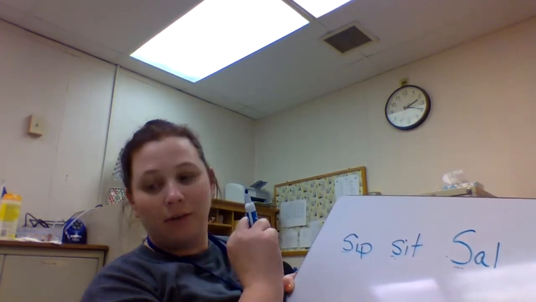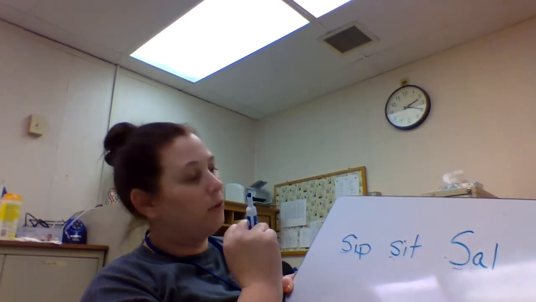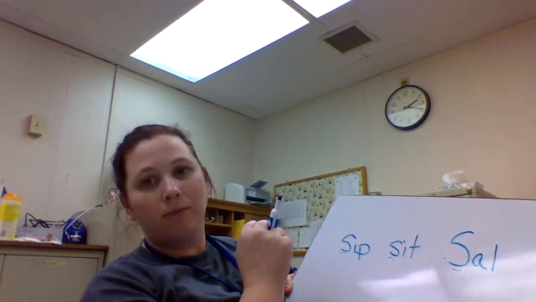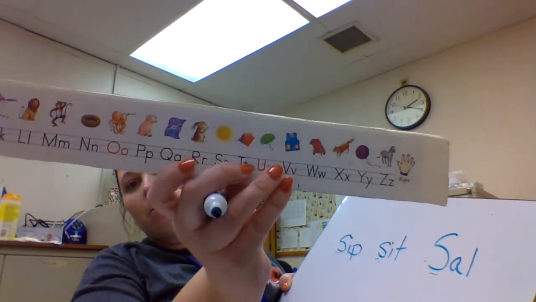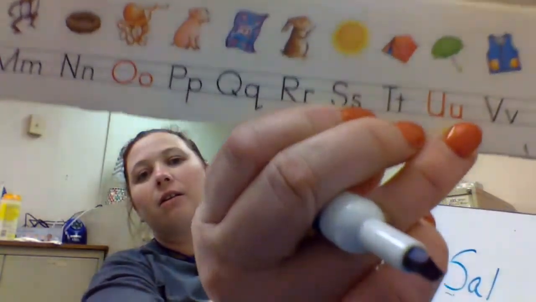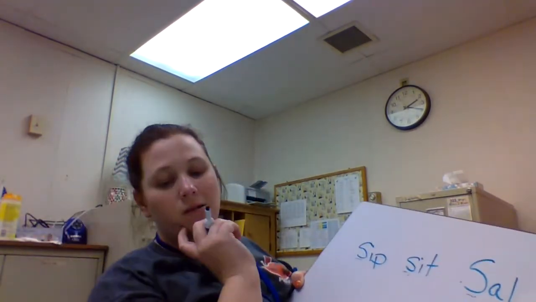So the S sound is an S. All these words begin with S. Is S a consonant or a vowel? If you're not sure, you can look on here. We can see that it's in black right here. So it's a consonant. All right.